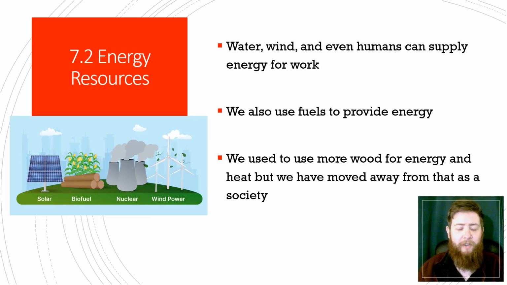Jumping into the next section here, we'll talk about energy resources. Things like water, things like wind, and even humans were able to supply energy for work. We also use these fuels to provide energy to run things. We used to use wood for a lot more energy and for heat and for steam power. But as a society, we've kind of moved away from that because it's kind of dirty. It takes a lot of work to harvest the wood and get it ready for that. And it's not as effective. It doesn't produce as much energy as other kind of methods do.